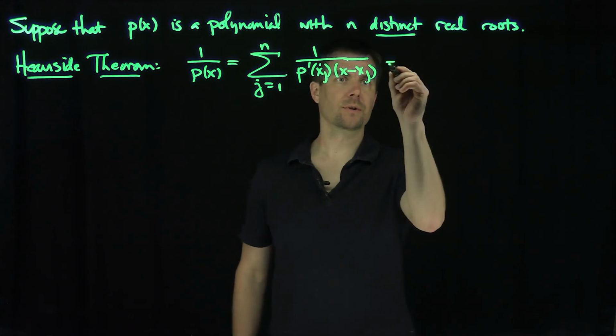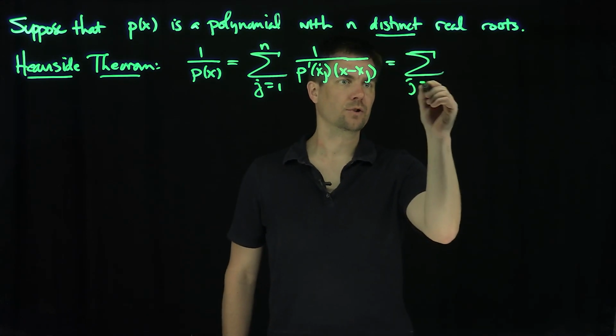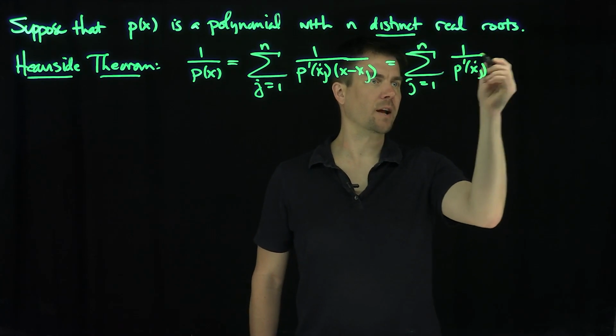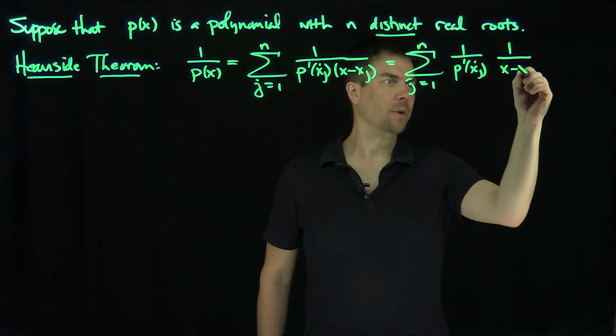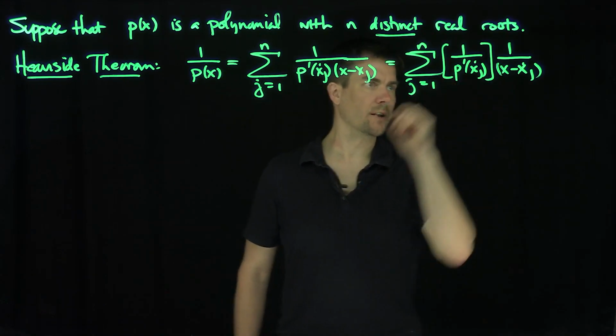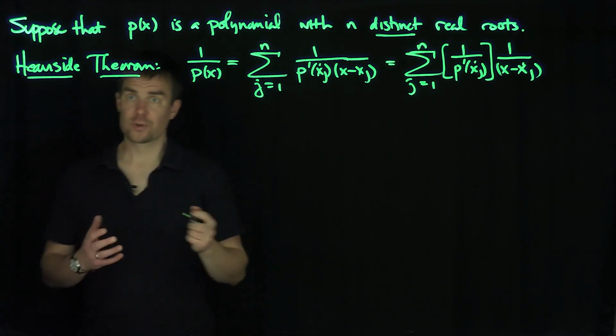So you can also write this in the following form, as the sum, j goes from 1 up to n of 1 over p prime of xj times 1 over x minus xj. Sometimes it's written like this. So those are the coefficients that you get in your partial fraction decomposition. So how do we prove this?